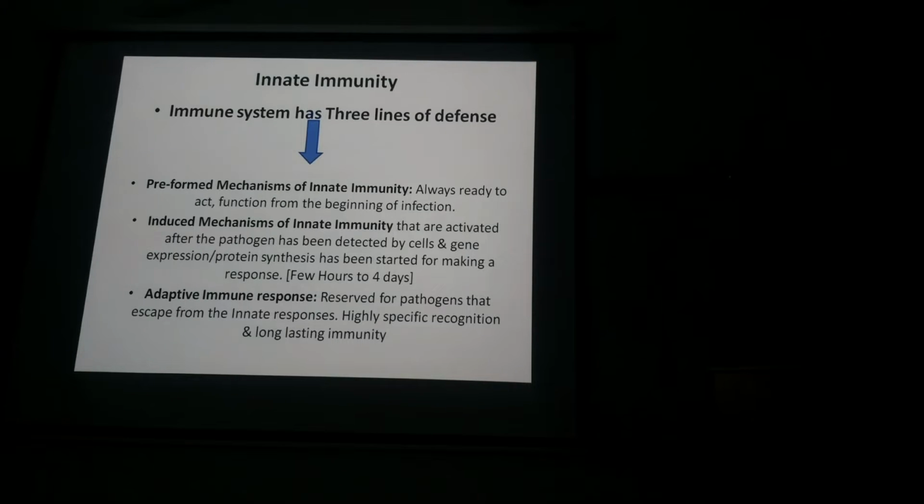So far we have discussed that the immune system has three lines of defenses. The first line is the preformed mechanism of the innate immunity that is always ready to act, function from the beginning of infection. When somebody is infected with some pathogen, it means that there are certain mechanisms which are already there, already in action. These are the mechanisms of the innate or the inborn immune system.